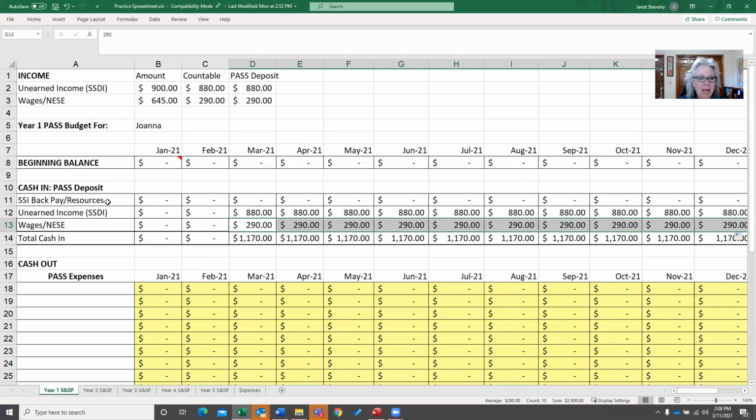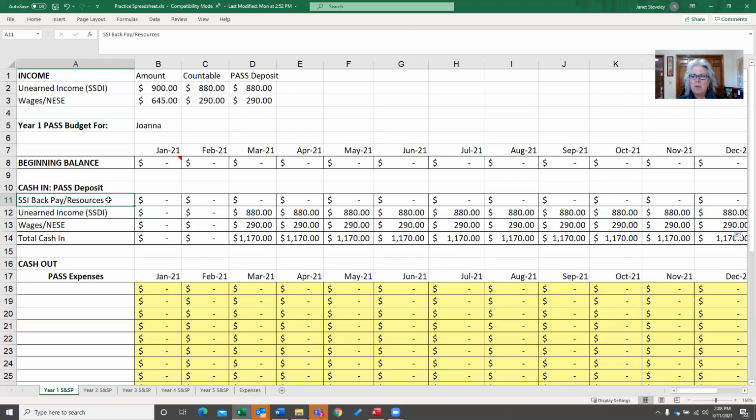So now I told you to go back to line 11 here that says SSI back pay and resources. So this is sort of an odd category. You may never use this, so don't get bogged down in the detail here. But what an SSI back pay is here is, and remember, SSI usually doesn't go into a PASS plan, but this is kind of an exception, is that it usually happens when somebody puts in their PASS application, but it doesn't get approved right away.